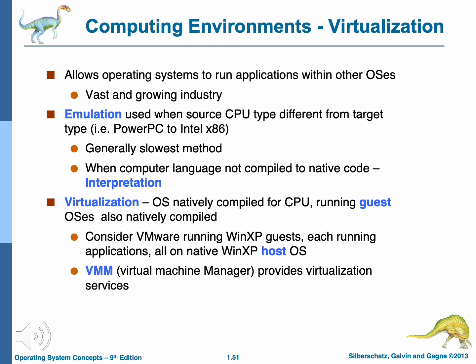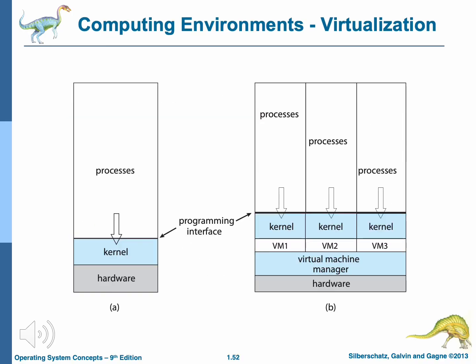That application ran one or more guest copies of Windows and other native x86 operating systems, each running its own applications. Windows was the host operating system and the VMware application was the Virtual Machine Manager (VMM). The VMM runs the guest operating systems, manages their resource use, and protects each guest from the others. This figure shows the structure of VMware.